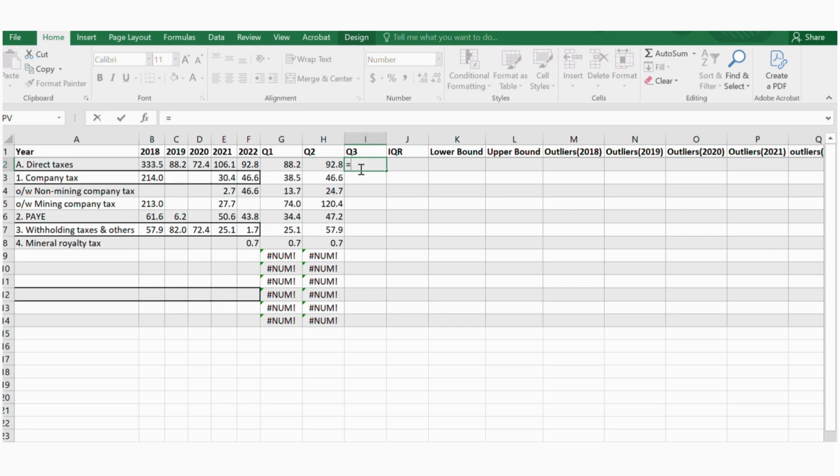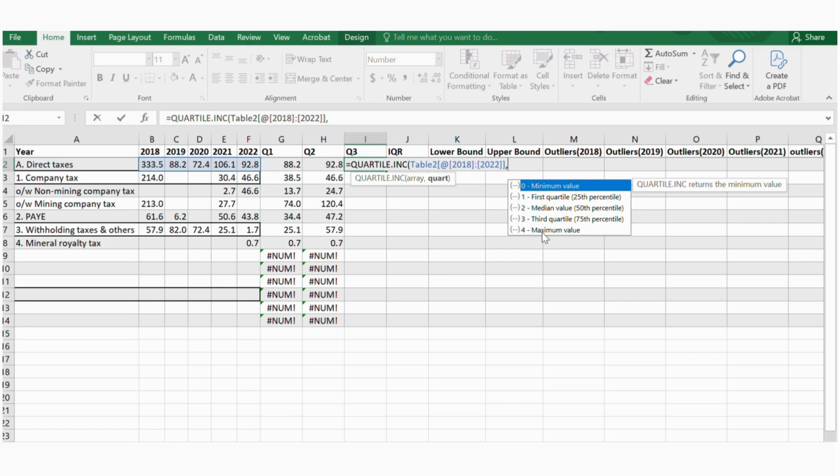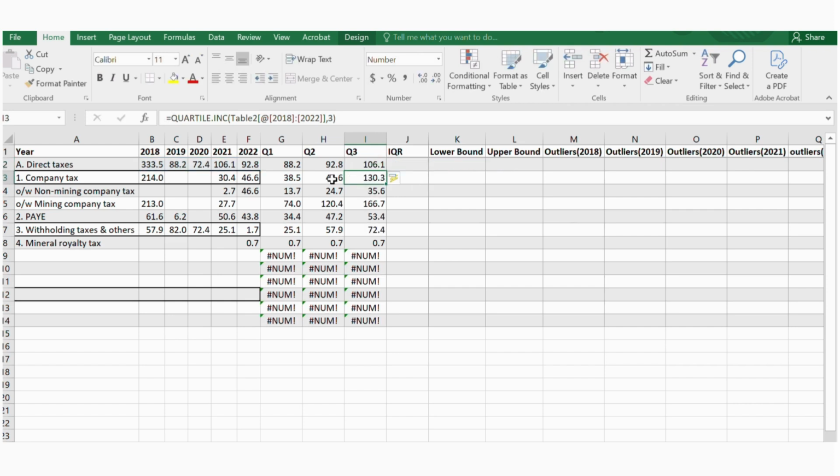So quartile 3 is going to be equal to QUARTILE.INC. Our table array or data range is this, then we're going to have our third quartile here. After selecting your range, comma, it shows you which quartile you're looking at. In this case we're looking at the third quartile, also known as the 75th percentile. We close it. There we have it. We've got our Q1, Q2, Q3 for all the taxes we are looking at.